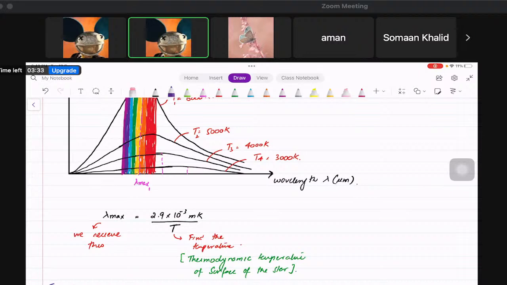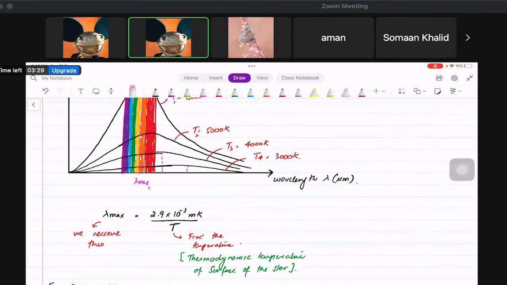Oh, yes, no, my bad. I just wrote the wrong formula. Sorry, it's not correct actually. The formula is lambda max 1 times T1 equals lambda max 2 times T2, like this. It's multiplied, not divided. Sorry. Okay, is that clear? Any questions now?